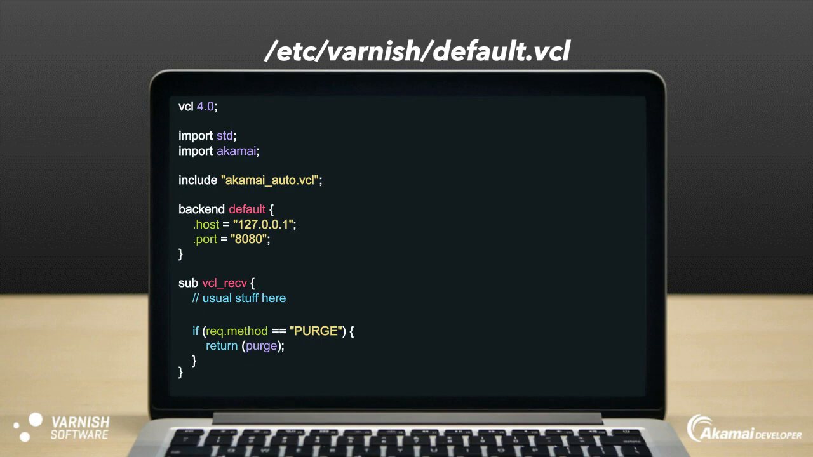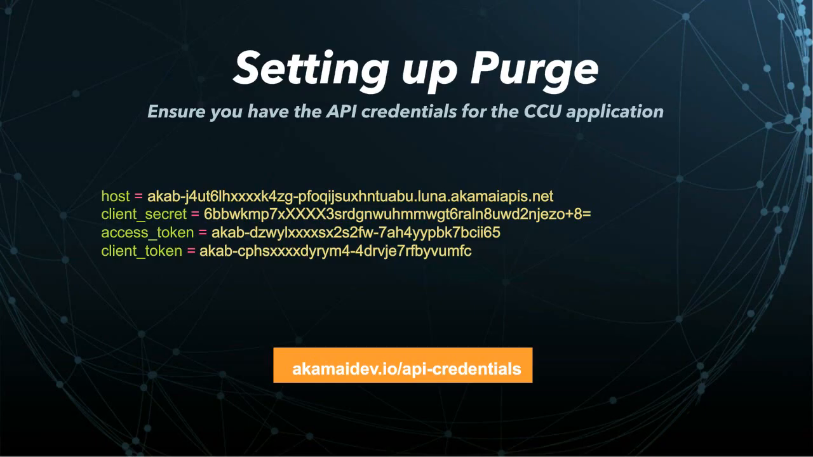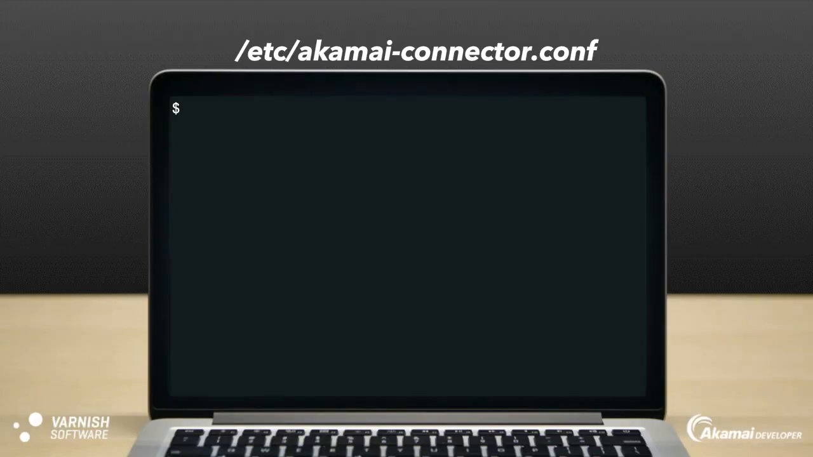So in order to forward a purge to Akamai, the connector uses the CCU API. So in order to set it up, you must first make sure you have proper API credentials for that. If you don't already have that, you should visit this URL and get it sorted. Once you have your credentials, you edit the Akamai Connector configuration file, which should be installed in /etc/Akamai Connector conf.